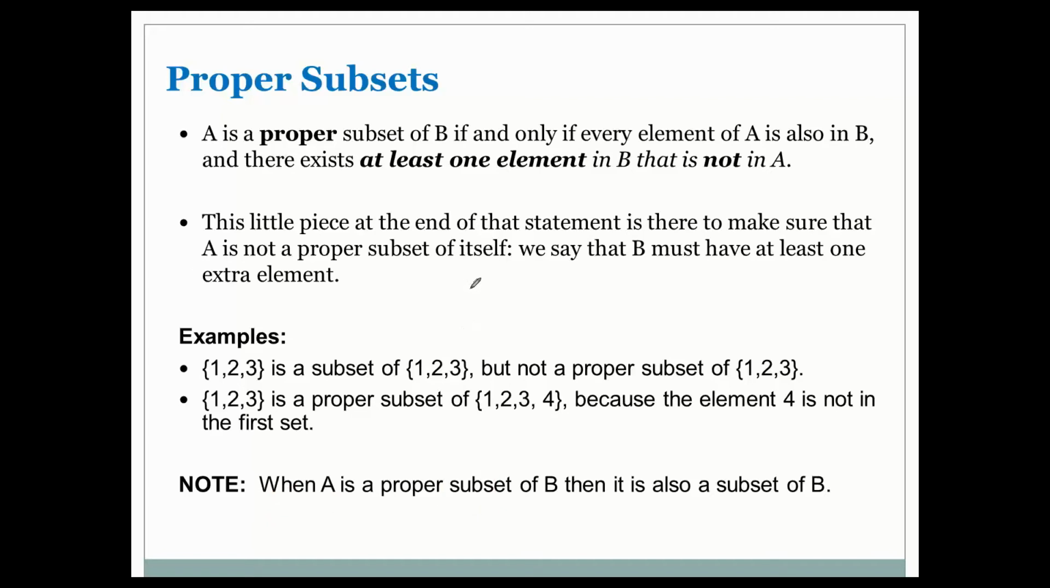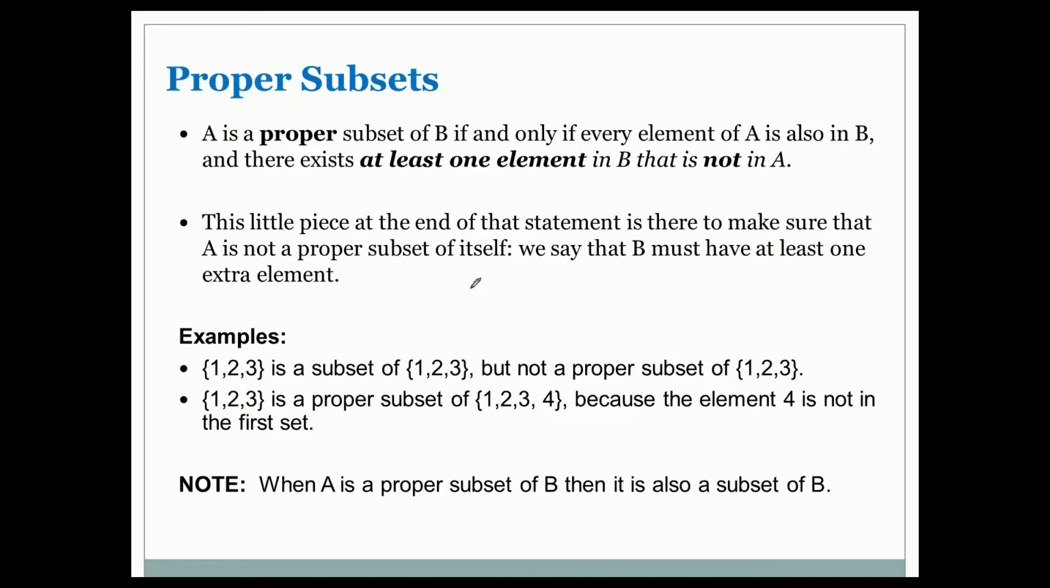Okay, proper subsets as opposed to improper. I don't think there's really an improper subset, but there are proper subsets. A would be a proper subset of B if and only if every element of A is also in B, and there exists at least one element in B that is not in A.